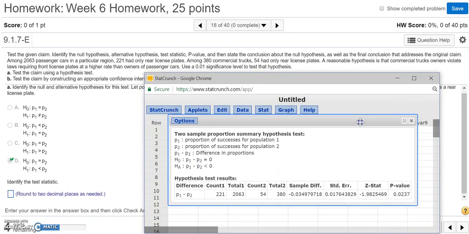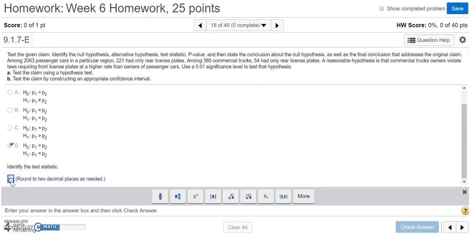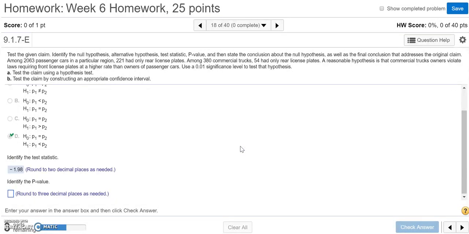So just like that, StatCrunch gave us the test statistic, which is here under Z-Stat, and it also gave us the p-value and a bunch of other information. The test statistic here asked us to round to 2 decimal places, so it's going to be negative 1.98. That's correct.